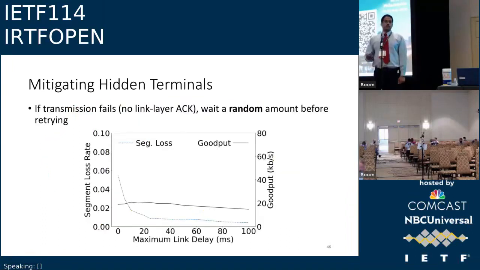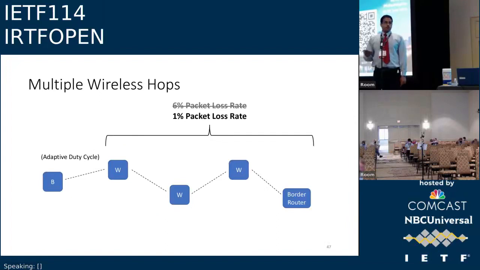We did a measurement study to understand what kind of link delays would be appropriate. What we observe is that there's a huge reduction in packet loss, even from a small delay. And if you increase the delay too much, it starts to eat away at your goodput, because now you're waiting a lot when transmitting your packets. We found that there's a sweet spot at around 40 milliseconds, which is about 10 times the time to transmit a single frame in IEEE 802.15.4. So that's what we used in our study. And this reduced the packet loss rate from 6% to 1%, which we consider a significant improvement.